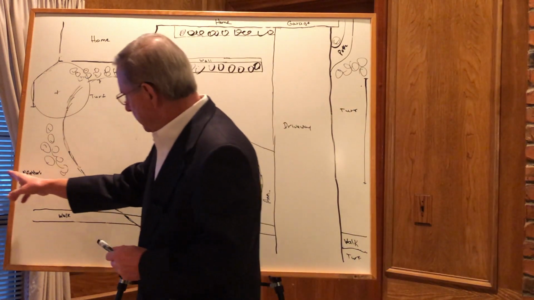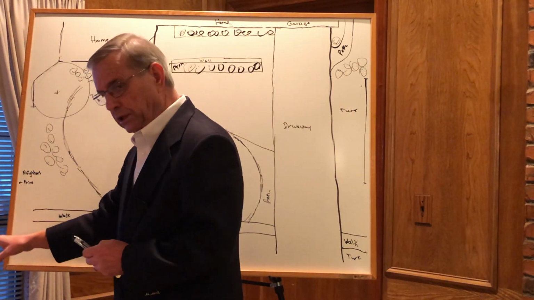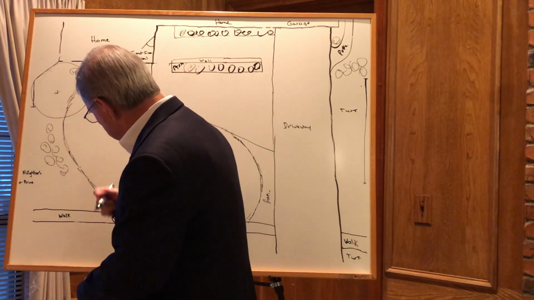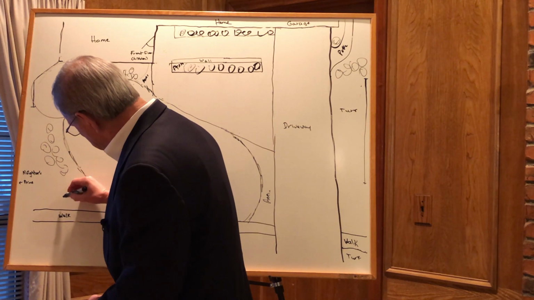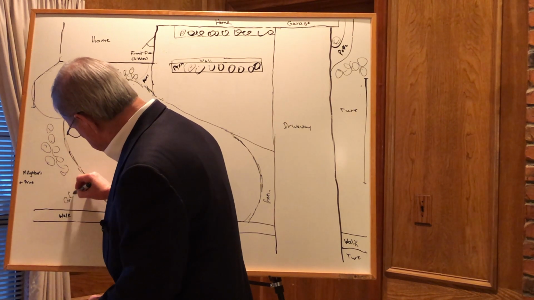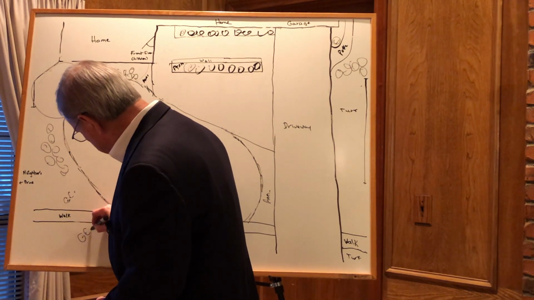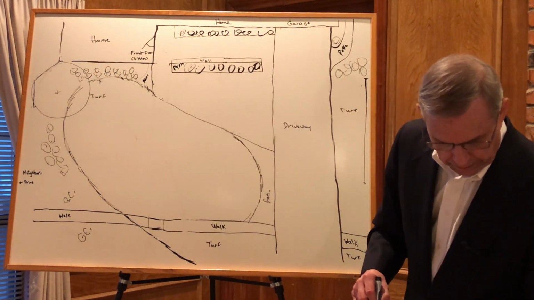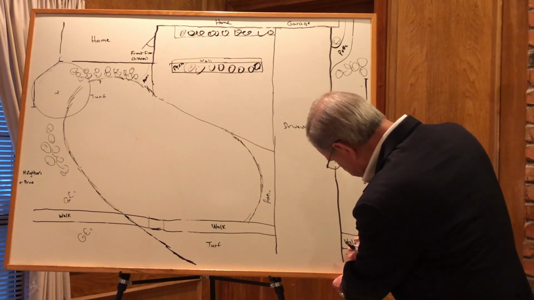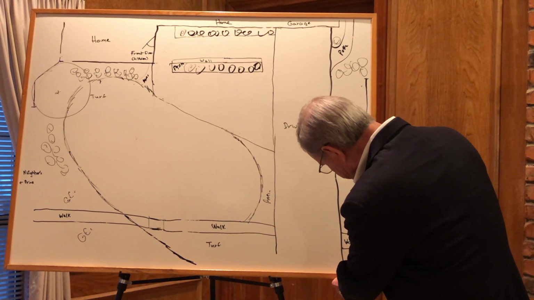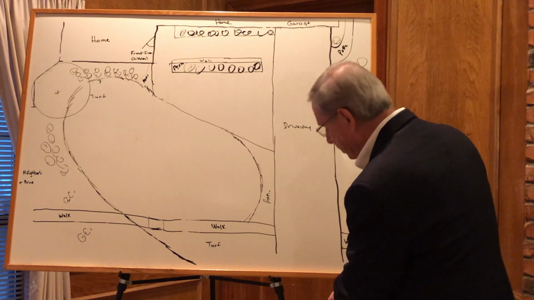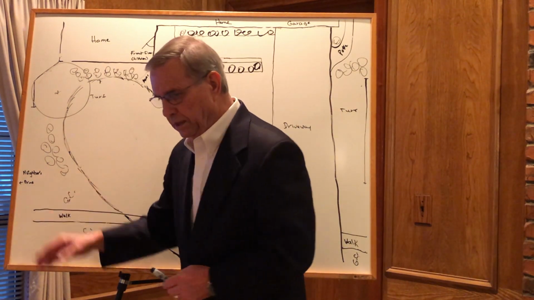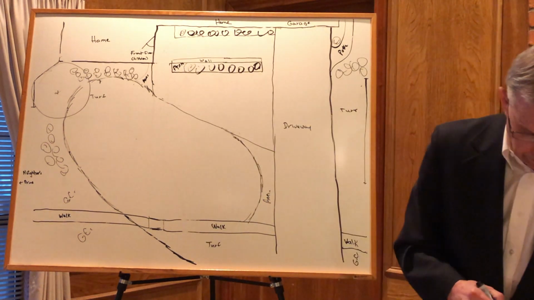Since we have the neighbor's drive right here, we certainly don't want to do anything to block their view when they're backing out. So I would just go with a ground cover that has a small leaf like Asiatic jasmine there, and over here as well. That will be attractive year-round, and we don't have to worry about it blocking anyone's view when they're backing out.